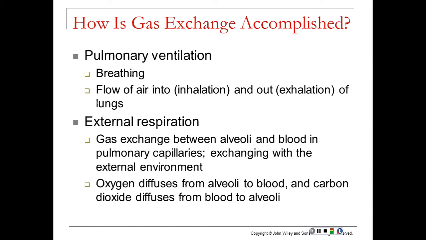So how is gas exchange accomplished? Ultimately, you have what's called pulmonary ventilation, which is breathing, bringing the air in, exhaling the air out. And then there's external respiration. External respiration is the gas exchange between the alveoli and the blood within the pulmonary capillaries. This is exchanging with the external environment, which is why it's called external respiration. The oxygen diffuses from the alveoli to the blood. Carbon dioxide diffuses from the blood to the alveoli.